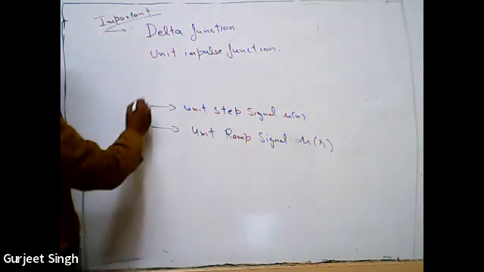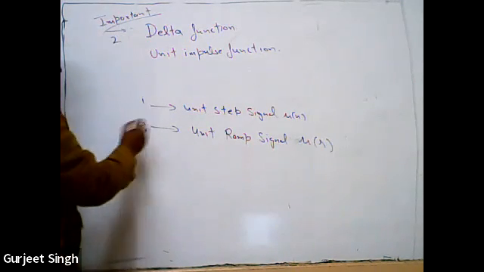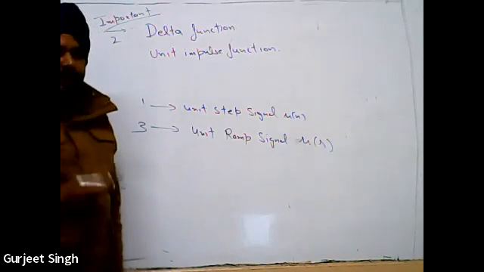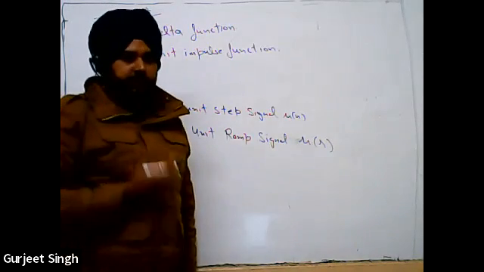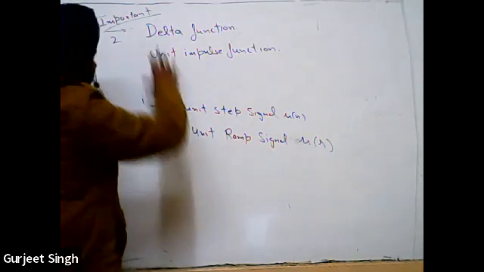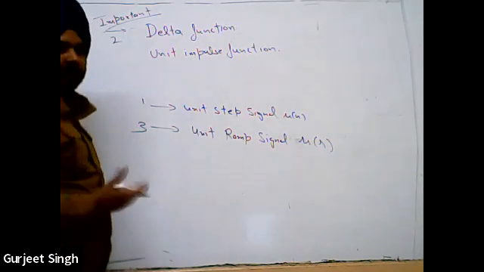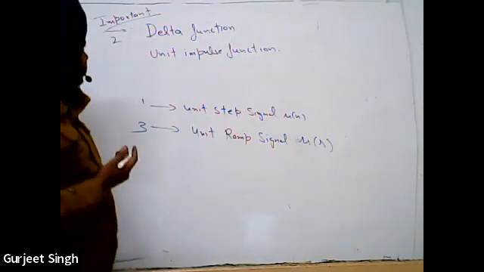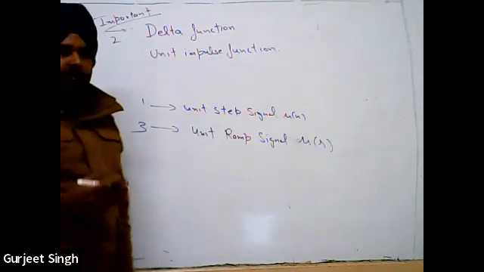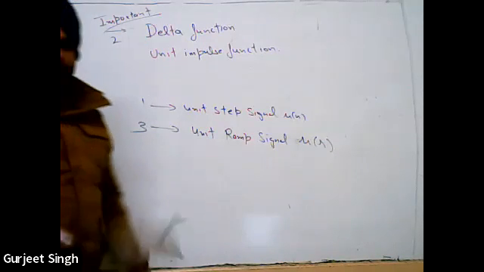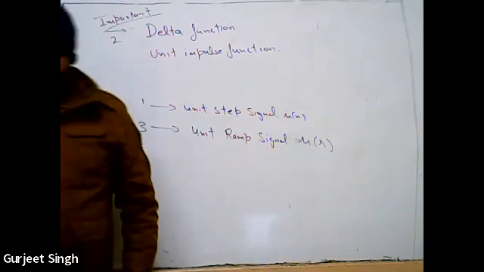These three signals, first, second and third, are very important among the standard signals in terms of signals and systems. We use these three signals the most in signals and systems, in every chapter, like the Fourier series or the LTI system: the unit step signal, the unit ramp signal, and the unit impulse function.